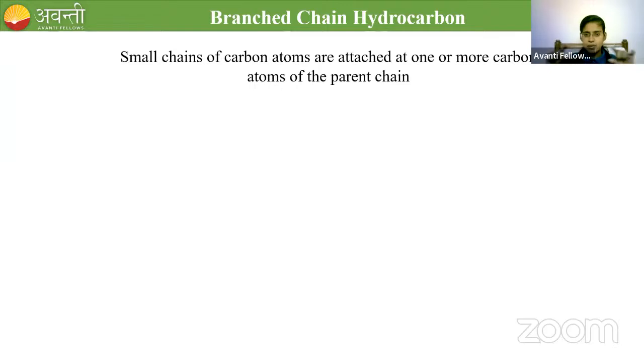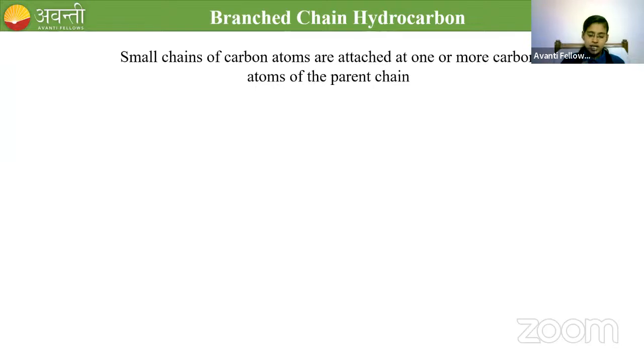So we will have a parent chain, and in that parent chain, we have some number of carbon atoms. To those carbon atoms, some branches can be attached. That branch is the small chain of carbon atoms.